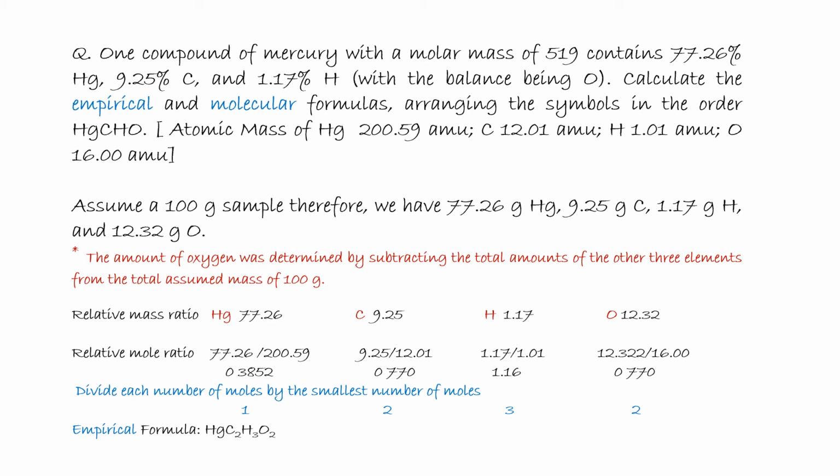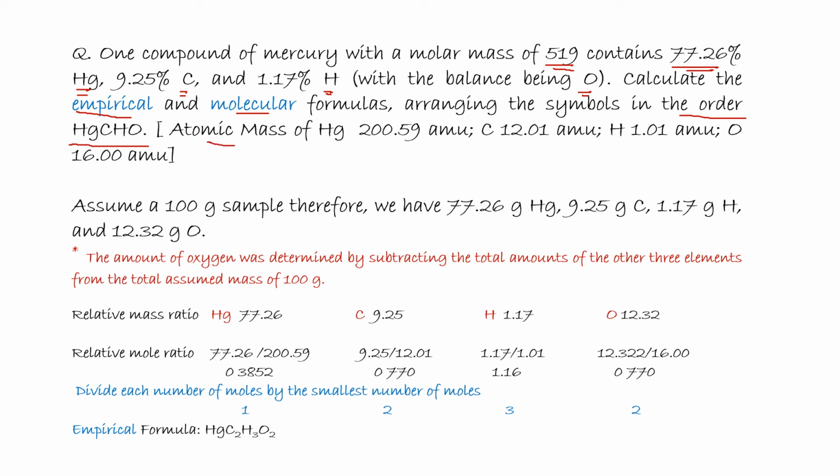Well, one compound of mercury with a molar mass of 519 contains 77.26% mercury, 9.25 carbon, 1.17 hydrogen, and the rest of the balance will be oxygen. Calculate the empirical and molecular formula, arranging the symbols in the order of mercury first, carbon, hydrogen, oxygen.